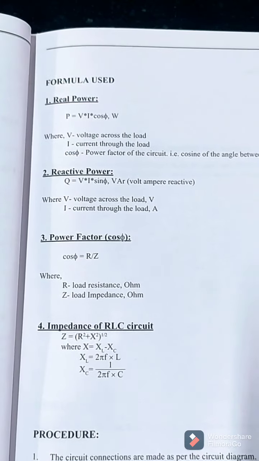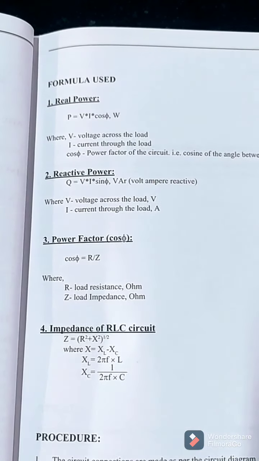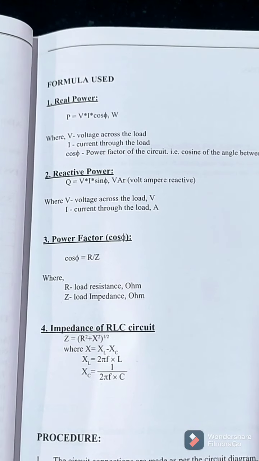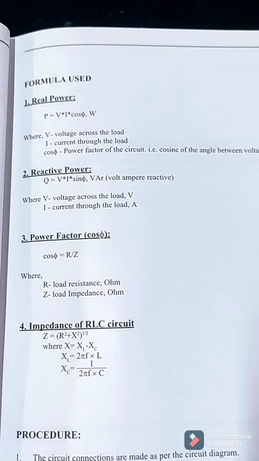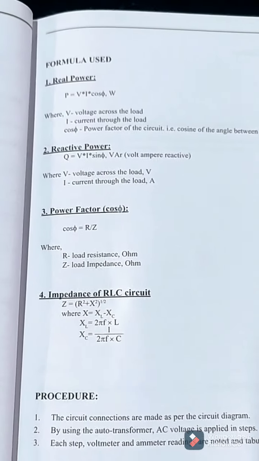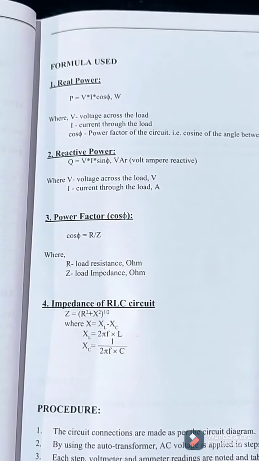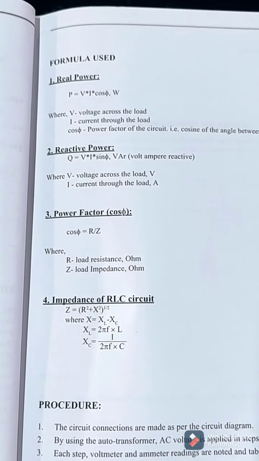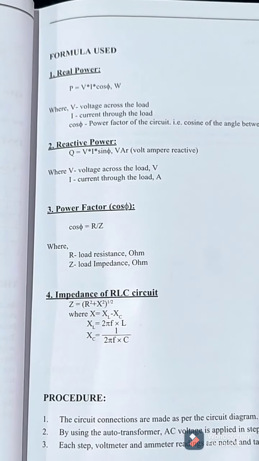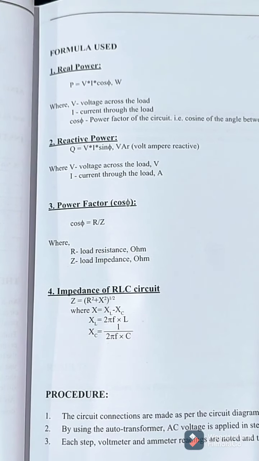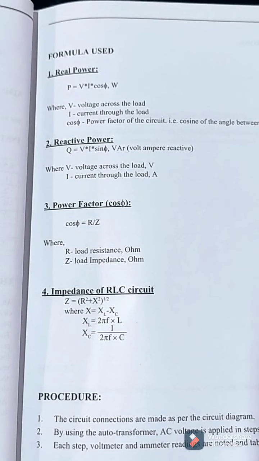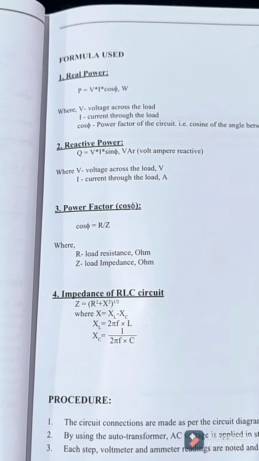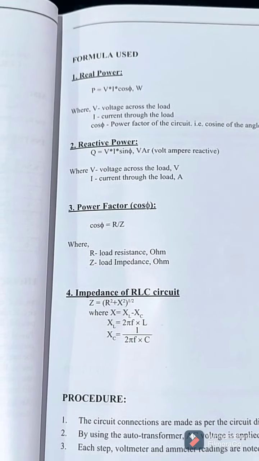The formula to determine real power is P equals V into I into cos phi. We all know V is voltage, I is current, cos phi is the power factor. Again, the real power is represented by P. The next power is called reactive power. Reactive power is represented by Q. The formula for this is VI sin phi, and the unit for this power is VAR. For the real power, the unit is watts only.